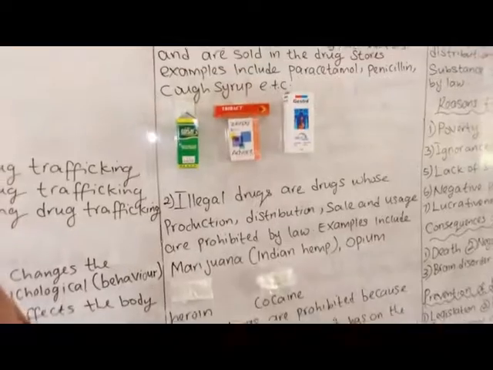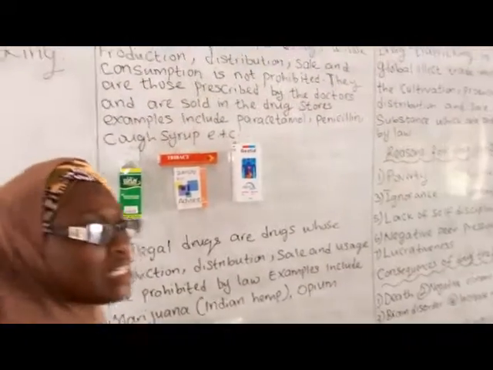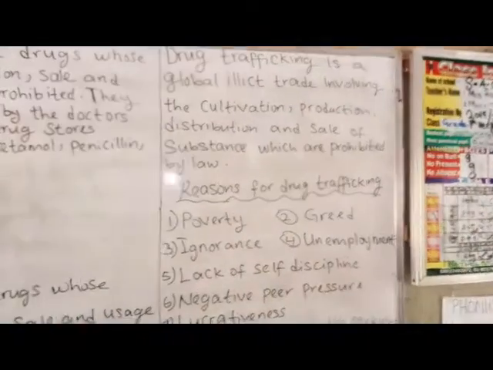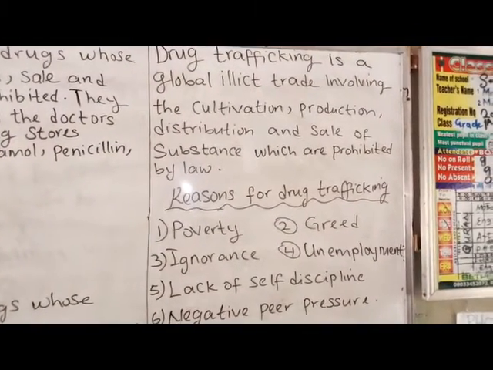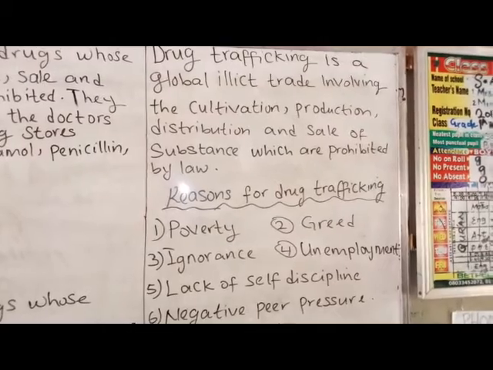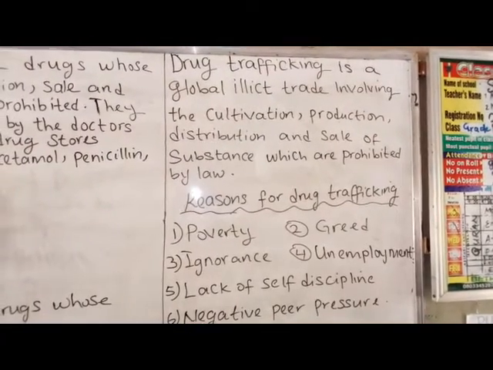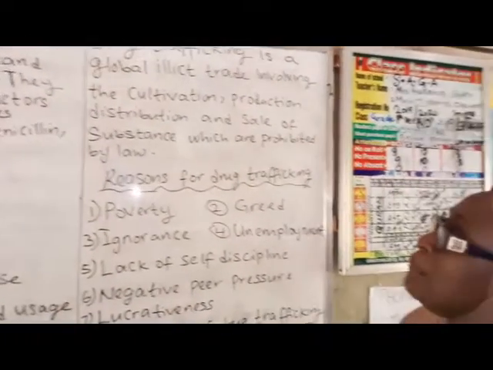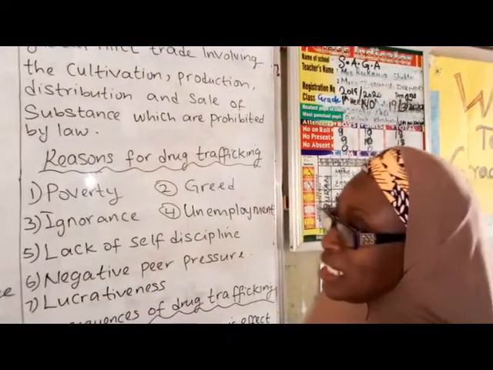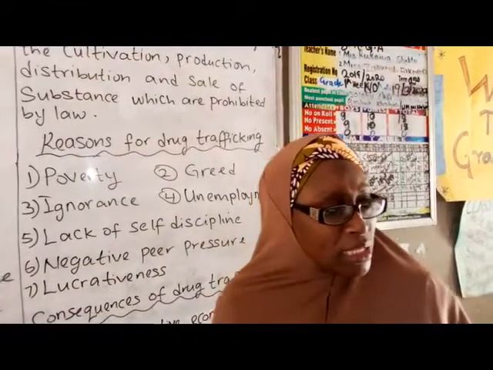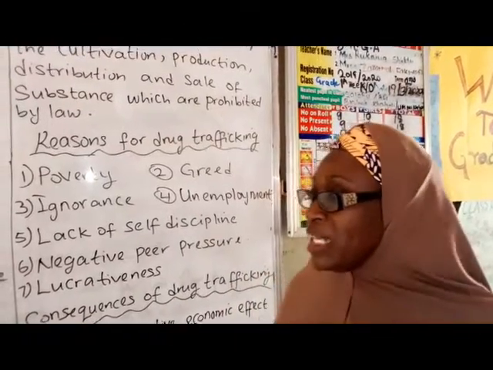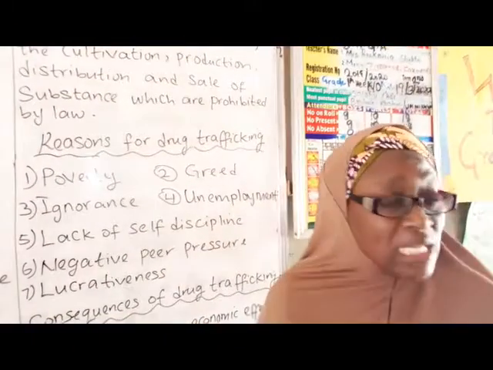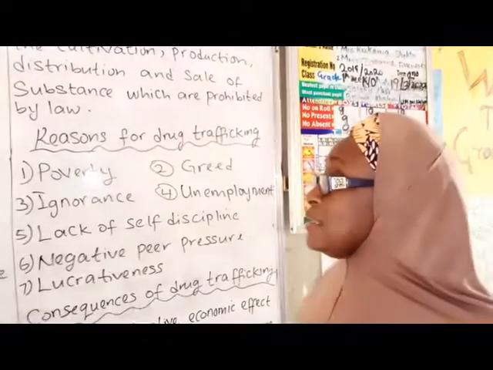So now let's go to drug trafficking. What is drug trafficking? Drug trafficking is a global illicit trade involving the cultivation, the production, the distribution and sale of substances which are prohibited by law. That means this drug trafficking, when we say it is global illicit, that means it is worldwide and it's illegal. It's something that takes place in the whole world and it is an illegal business.